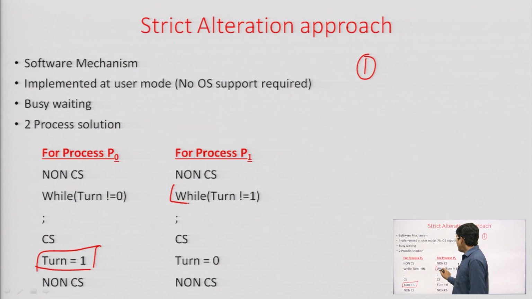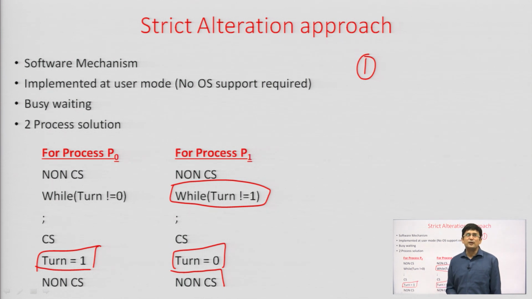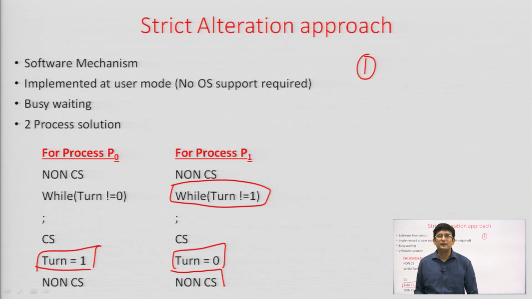And when the value of turn is 1, process number P1 enters the critical section, and while exiting the critical section, it will set the value of turn as 0, so that process number P0 enters the critical section. So, it is a very good mechanism by which one is allowing the other one to enter the critical section, and the other one is allowing the first one to enter the critical section. So, there is a strict alteration maintained.